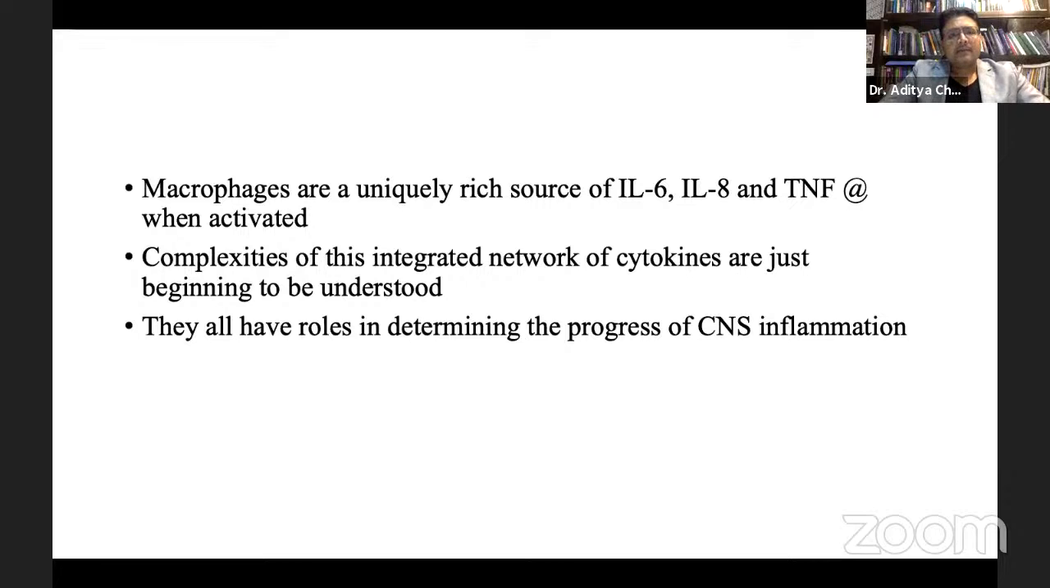We also see that macrophages are a uniquely rich source of interleukin 6, 8, and TNF when activated. And as I've already told before, I'm reiterating the fact that the complexities of this integrated network of cytokines are just beginning to be understood. They all have roles in determining the progress of CNS inflammation.